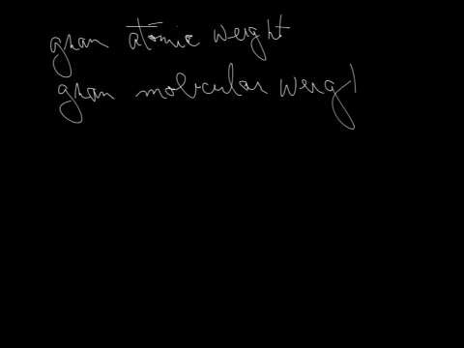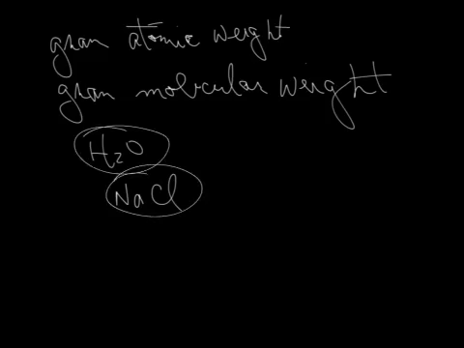Sorry about my writing here, guys. Gram atomic weight is the weight of an atom. Gram molecular weight is the weight of a molecule, like, again, H2O, or this is table salt, sodium chloride, NaCl. So each of those weighs something, and that's what we're going to look at. So make sure you know the difference between a gram atomic weight, the weight of an atom, and gram molecular weight, which is the weight of a compound or a substance of more than one atom. All right, so that's what we're going to look at.